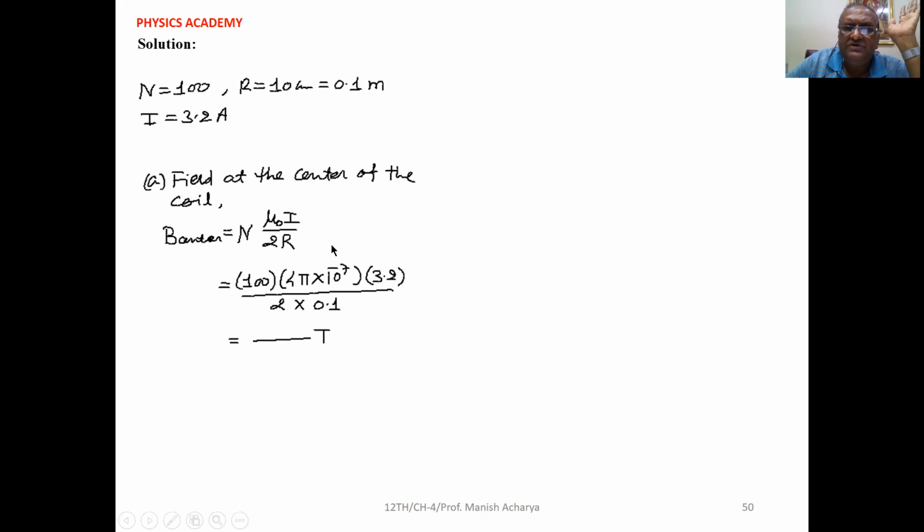So we have the equation for the field at the center of the current carrying coil, that is mu 0 I upon 2R. If it has n number of turns, then we have to multiply by n. Substitute the values. N is 100, mu 0 is 4 pi into 10 raised to minus 7, current I is 3.2, 2 into R, that is 0.1. Solve this one, you will get the answer.